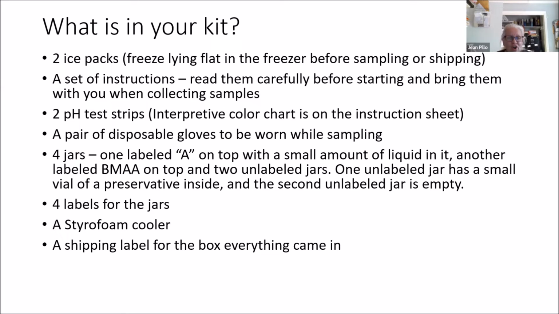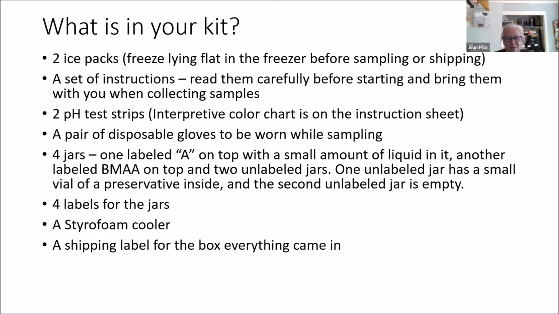Now there's 4 jars in the kit. 2 of them have labels on it. They didn't think this part through very well, which is one of the things that had me very confused. One is labeled with an A on top, and there's a small amount of liquid in the bottom of that jar. They're going to be looking for a certain type of toxin, and that liquid is needed to be in the jar. But this is the one that's really important for the pH.